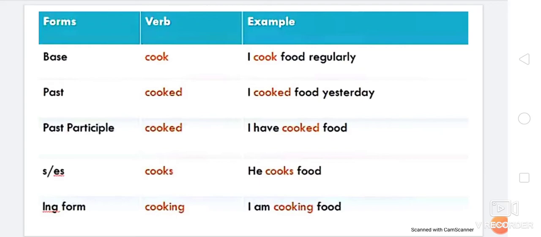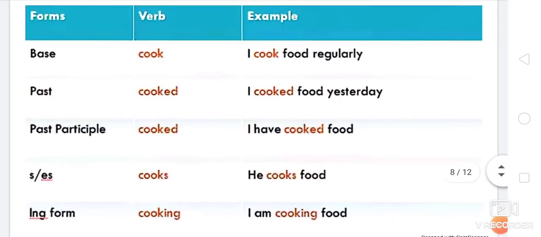So what is it telling us? It is telling us that the action had already happened. Then what is the past participle? See, it is also cooked. So the past participle form of the verb is the base form again plus ed. It indicates that we are talking about an action that had already happened.